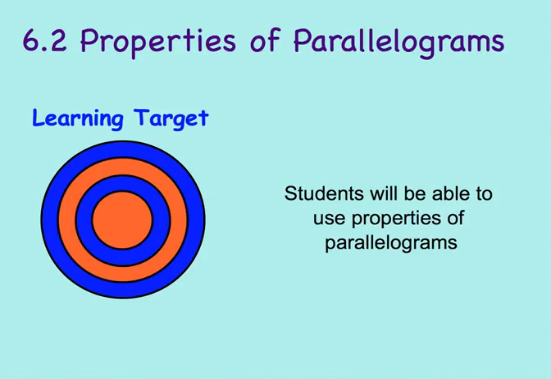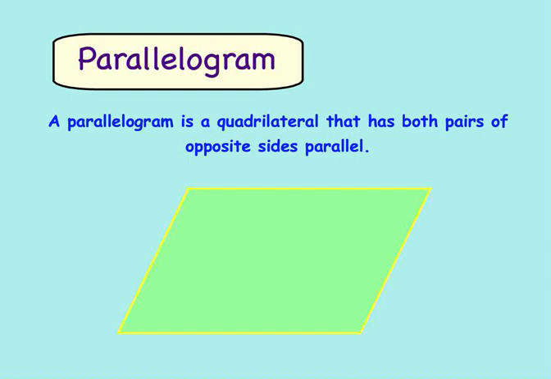Section 6.2, Properties of Parallelograms. By the end of this lesson, you should be able to use properties of parallelograms. We had a sketchpad lesson, and from our sketchpad lesson, we should have noticed that a parallelogram is a quadrilateral that has both pairs of opposite sides that are parallel.